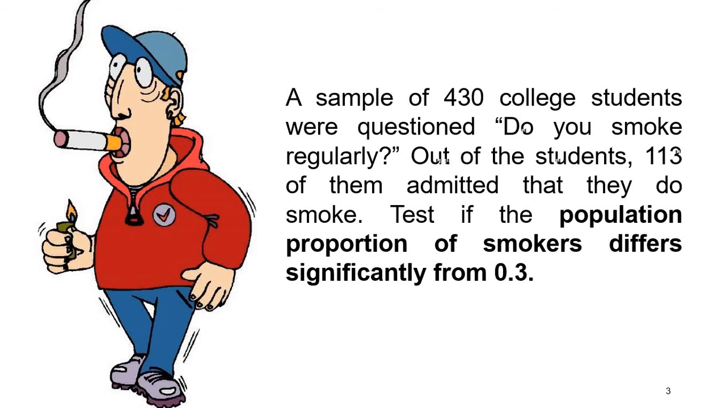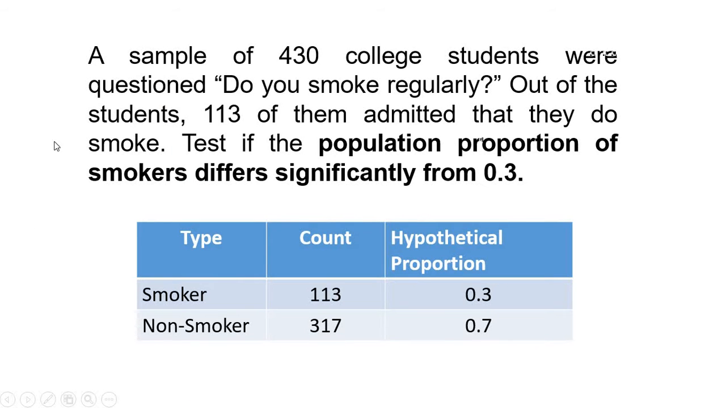So this is the test for whether the population proportion of smokers differs significantly from 0.3. So that is what we want to test. Now we come up here, we make a table like this, so that our computation in SPSS becomes easier. I have written the question once again, and here we have two types of people in this sample of 430. Some are smokers and some are non-smokers. So the attribute under consideration is smoking.